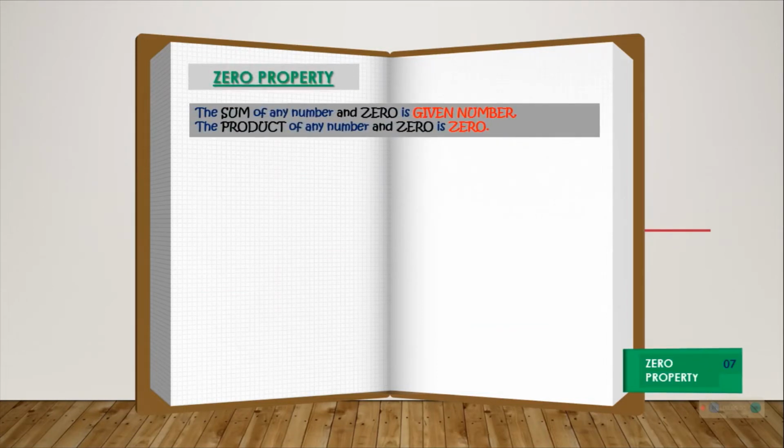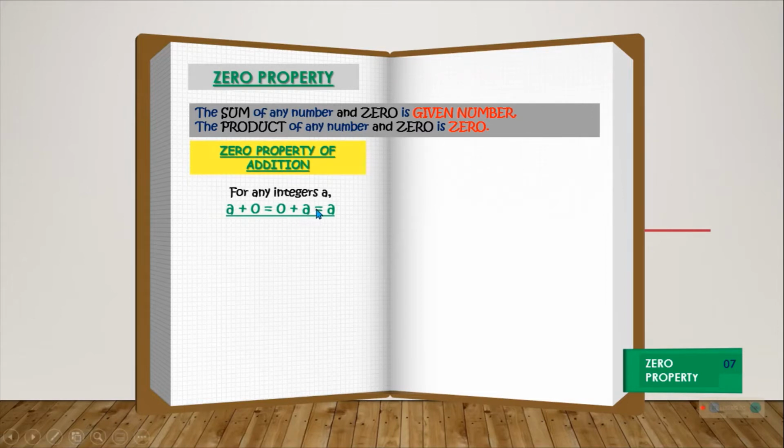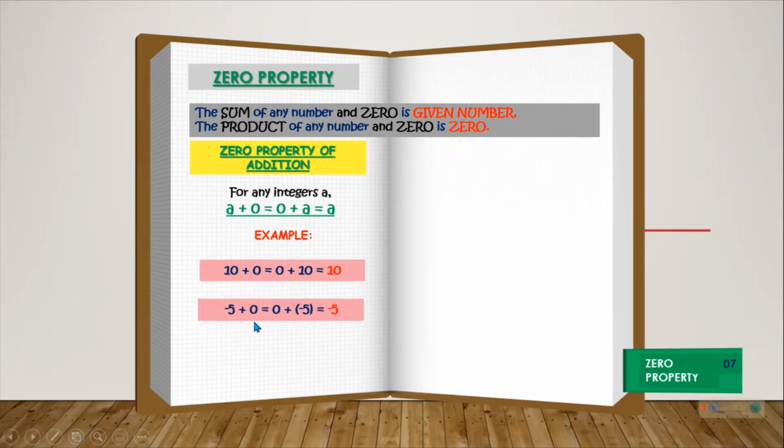The last one is zero property. In addition, for any integer a, a plus 0 is equal to 0 plus a is equal to a. For example, 10 plus 0 is equal to 0 plus 10 is equal to 10. Meaning, any number that we add 0 to is still the given number. Negative 5 plus 0 is equal to 0 plus negative 5 is equal to negative 5. And then 1,104 plus 0 is equal to 0 plus 1,104. 1,104 is equal to 1,104.